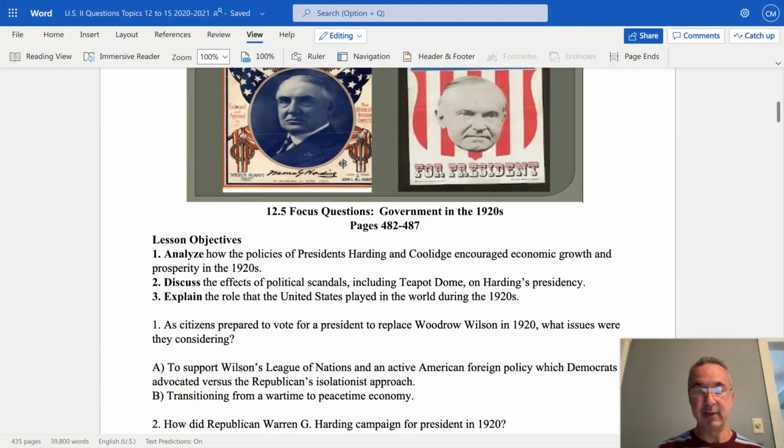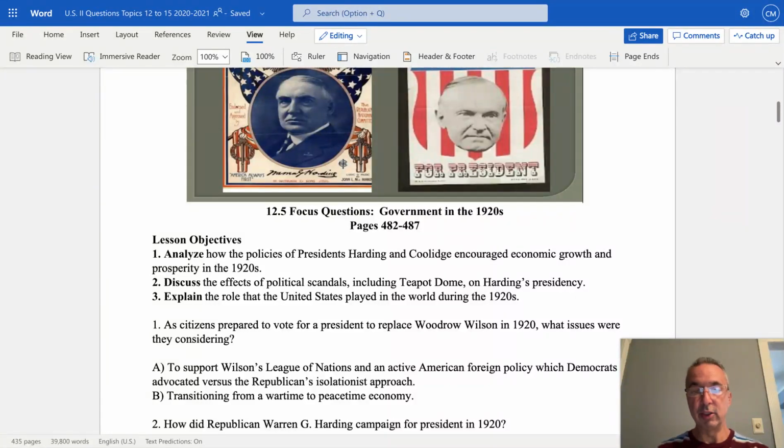To support Wilson's League of Nations and active foreign policy, which Democrats advocated for, versus Republicans who had an isolationist approach. So if you've looked at previous presidential elections, you usually look at the different characteristics, traits, platform, or list of issues that a candidate would be running on. In the case of Republicans, including Harding and his vice presidential running mate Coolidge, they were running on an isolationist approach, and they wanted to transition the economy from a wartime to a peacetime economy.